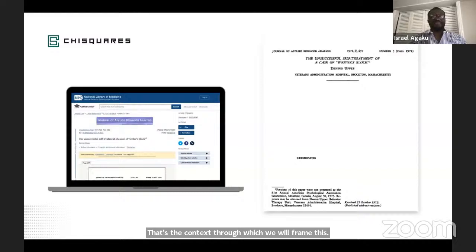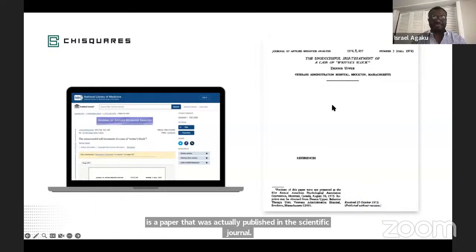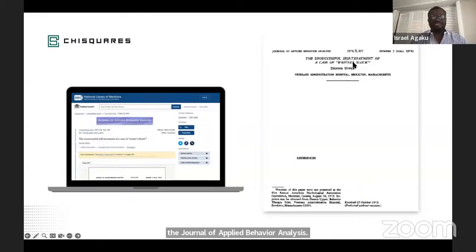So this is my favorite paper in the whole wide world. This is a paper that was actually published in a scientific journal, the Journal of Applied Behavior Analysis. The title was The Unsuccessful Self-Treatment of a Case of Writer's Block. And this is the shortest manuscript ever written because it has 0 words. There's nothing at all. This is the paper, nothing. There's no text, there are no references.